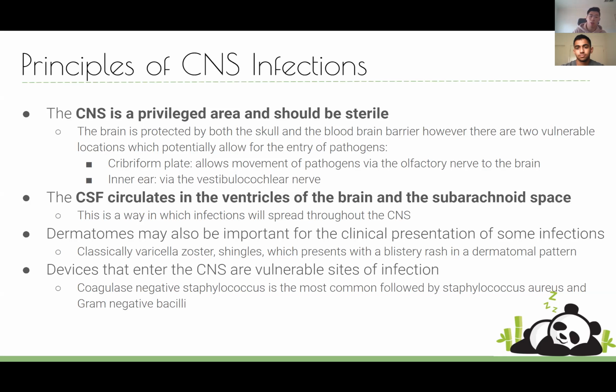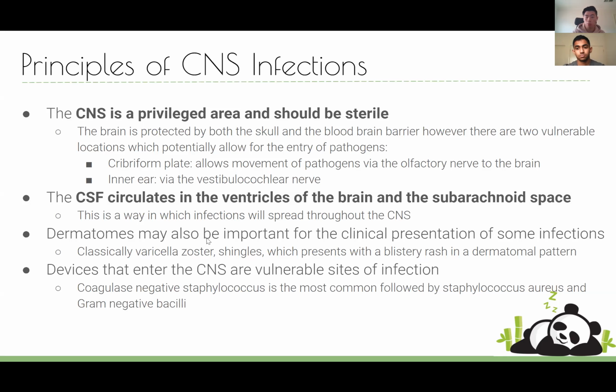The CSF circulates in the ventricles and subarachnoid space, as we talked about before. Dermatomes are also important, and devices that enter the CNS are also likely sites of infection. So if they put a drain or a tube into the ventricles, be that to monitor ICP pressure, or to drain fluid out, or even an LP, that can cause infections because we're introducing foreign objects in. For those cases, the most common cause is apparently coagulase-negative staph.